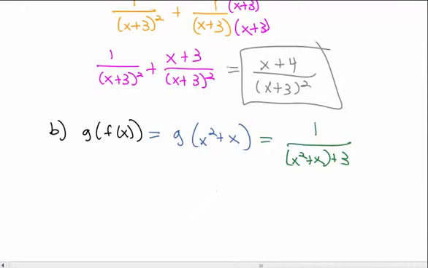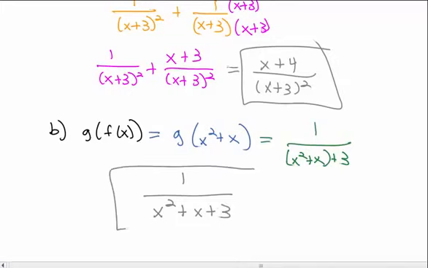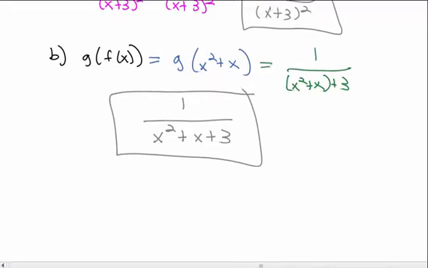It doesn't factor, there's not really any simplifying. That's going to be our final 1 over x squared plus x plus 3. That is our final composition. Now here's an interesting one.